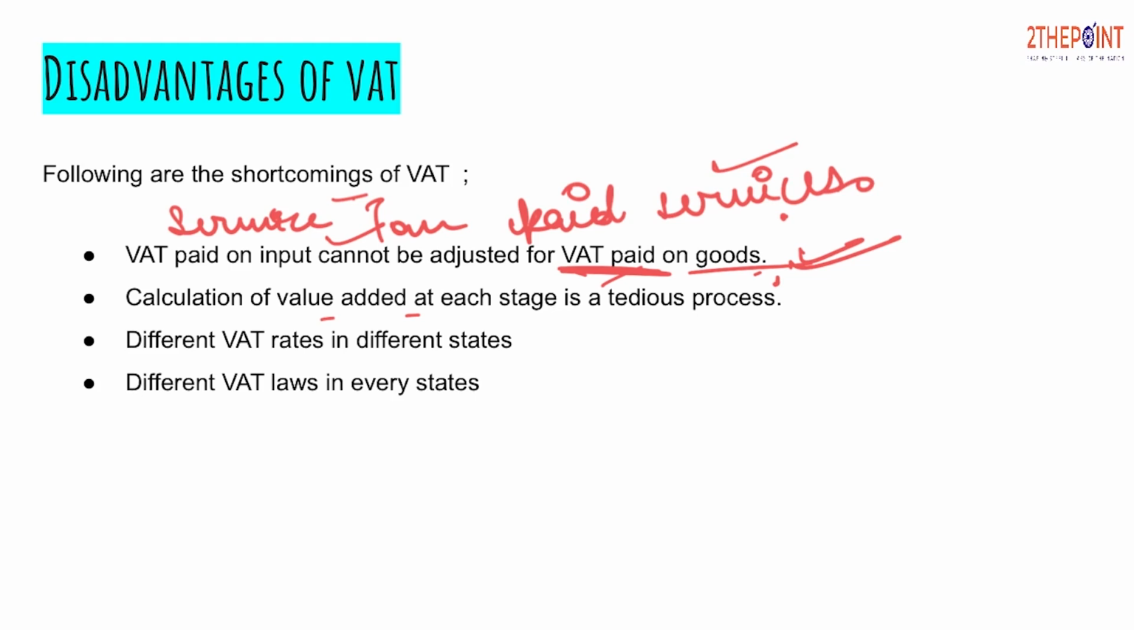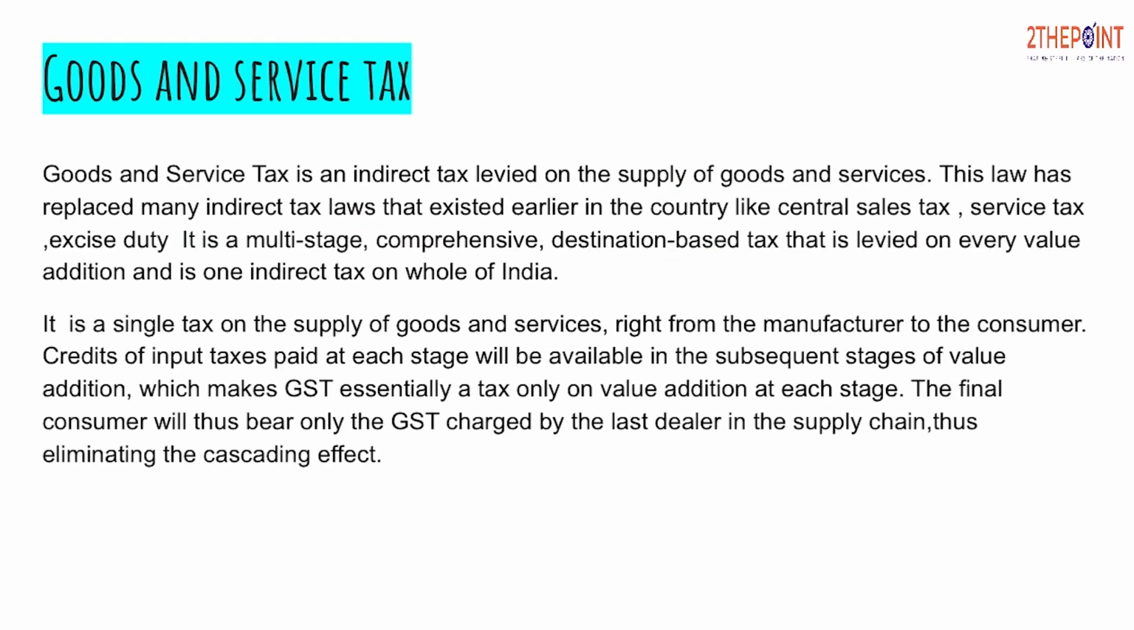So all of this was tried to be removed by the new system, that is goods and service tax, and to an extent it has been successful. How? We will study that. Now, what is goods and service tax? Goods and service tax is an indirect tax. Again, like VAT was an indirect tax, it is an indirect tax levied on the supply of goods and services. Earlier on services it was service tax, but now there is one integrated tax, that is goods and service tax, on supply of both goods and services.